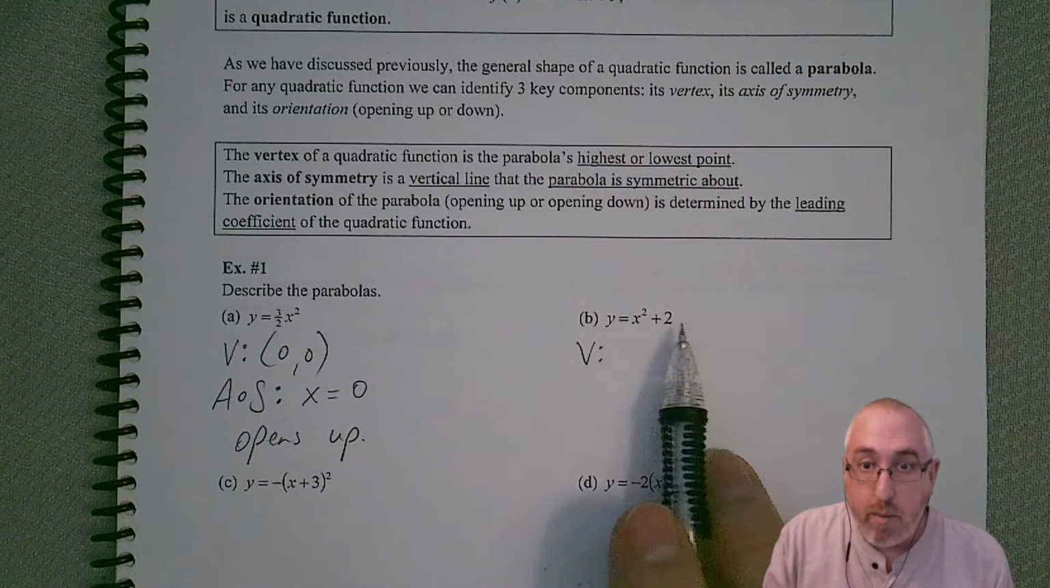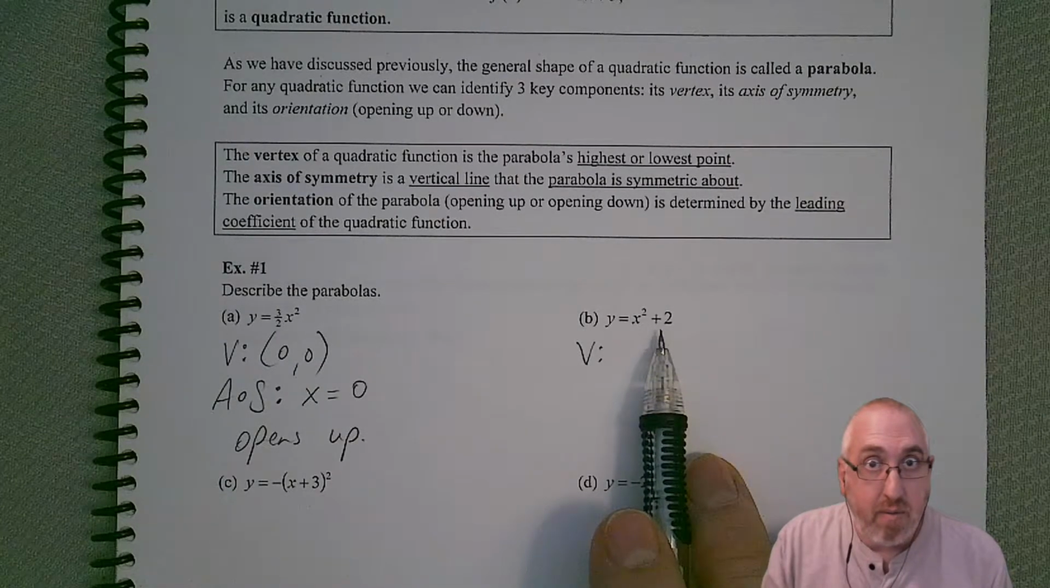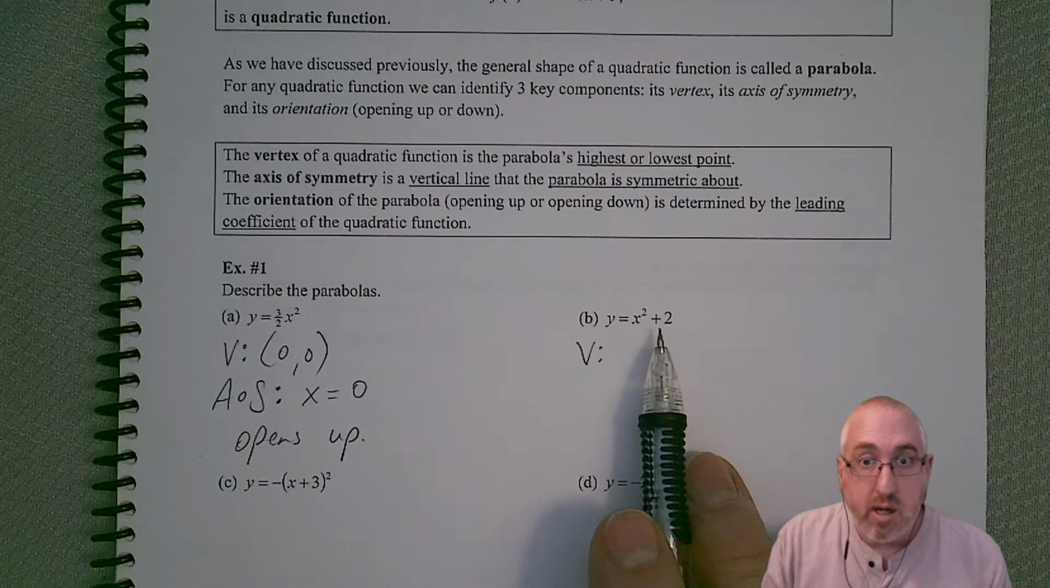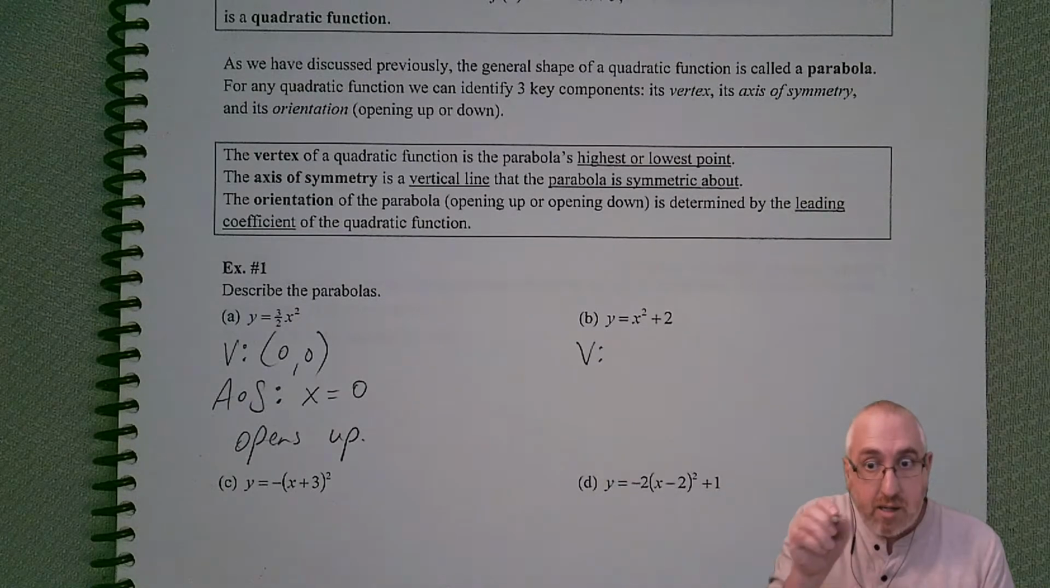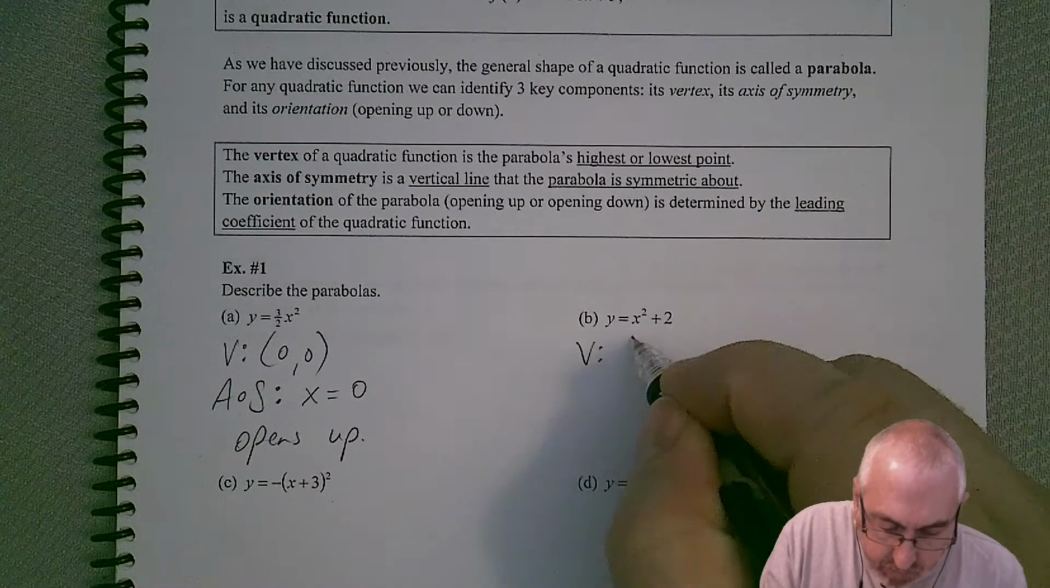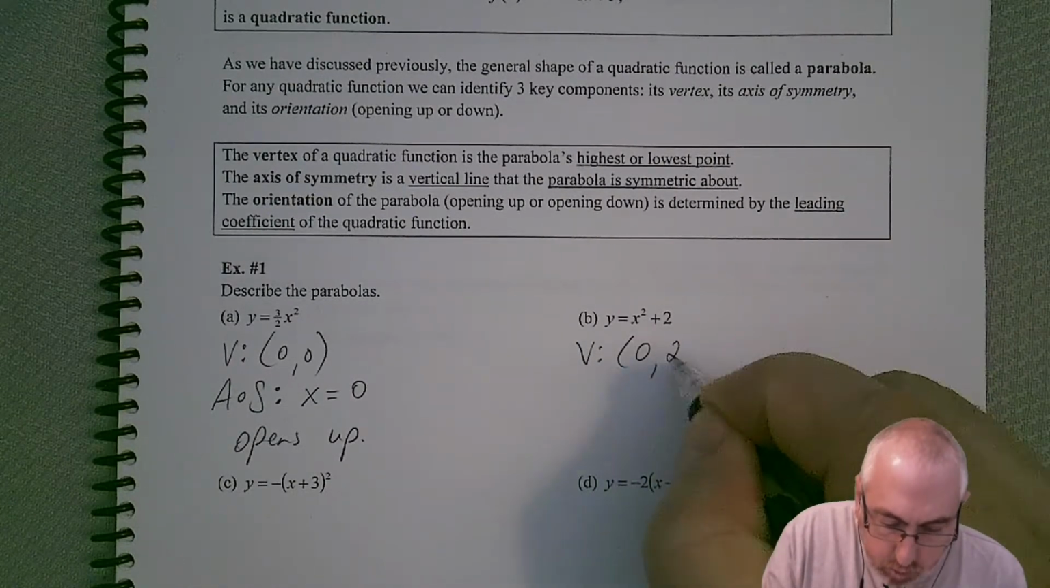Well, hopefully you remember that this +2 at the end of the function is going to cause a vertical shift. So we know it's going to get shifted up. So if the vertex is normally at 0, 0 and it's shifted up 2 units, that means our vertex is now going to be 0, 2.